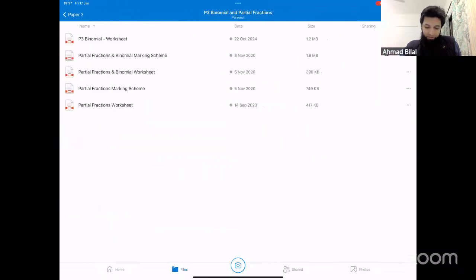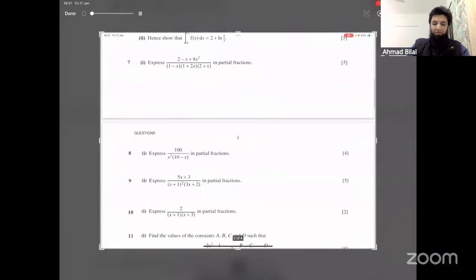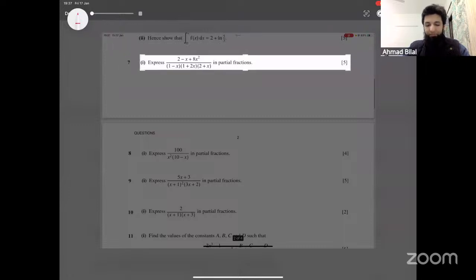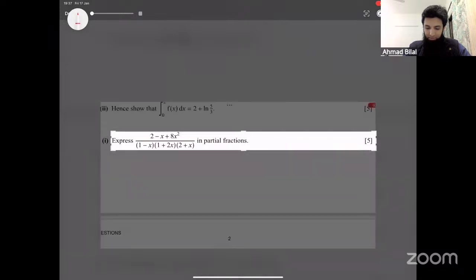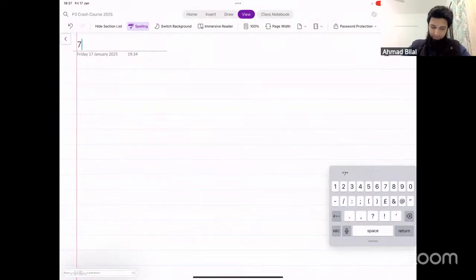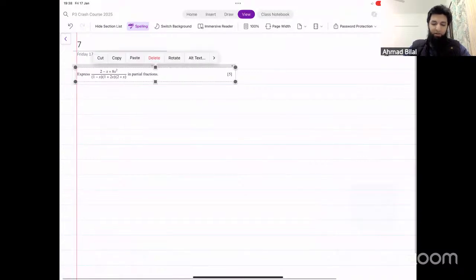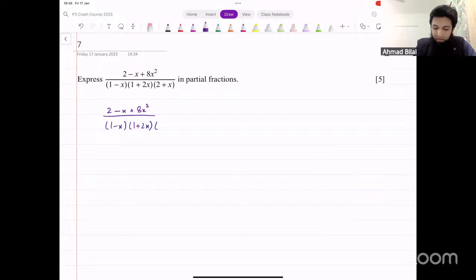Partial fractions worksheet. Let's have a look at one question quickly from this. This is question number 7 from the worksheet. It says express this fraction in partial fractions. Okay, so how do we start with this? We have this fraction (2 minus x plus 8x squared) divided by (1 minus x)(1 plus 2x)(2 plus x).